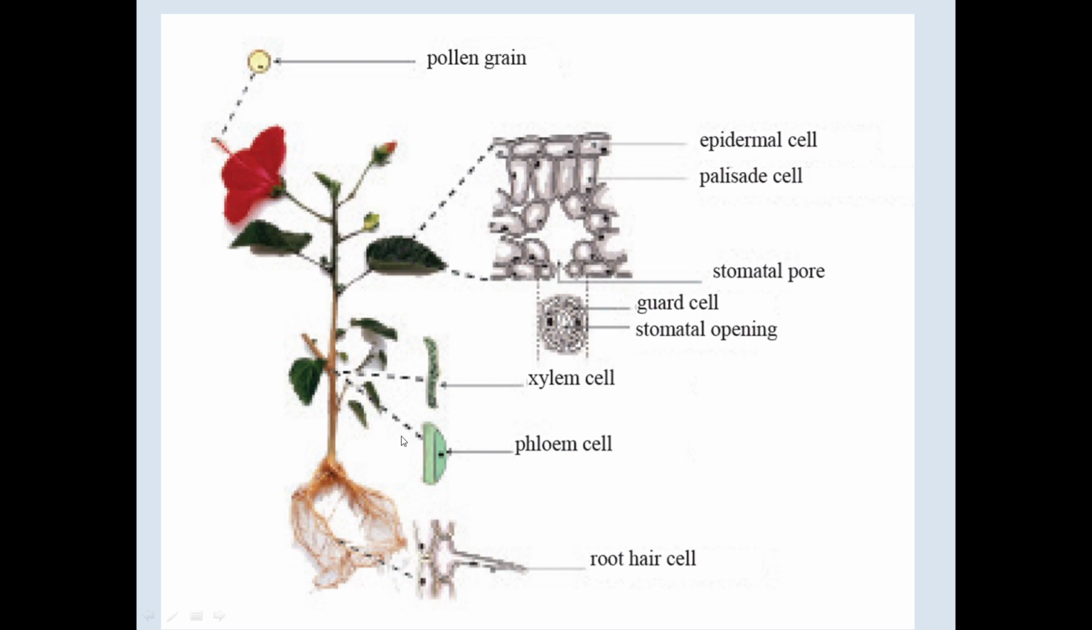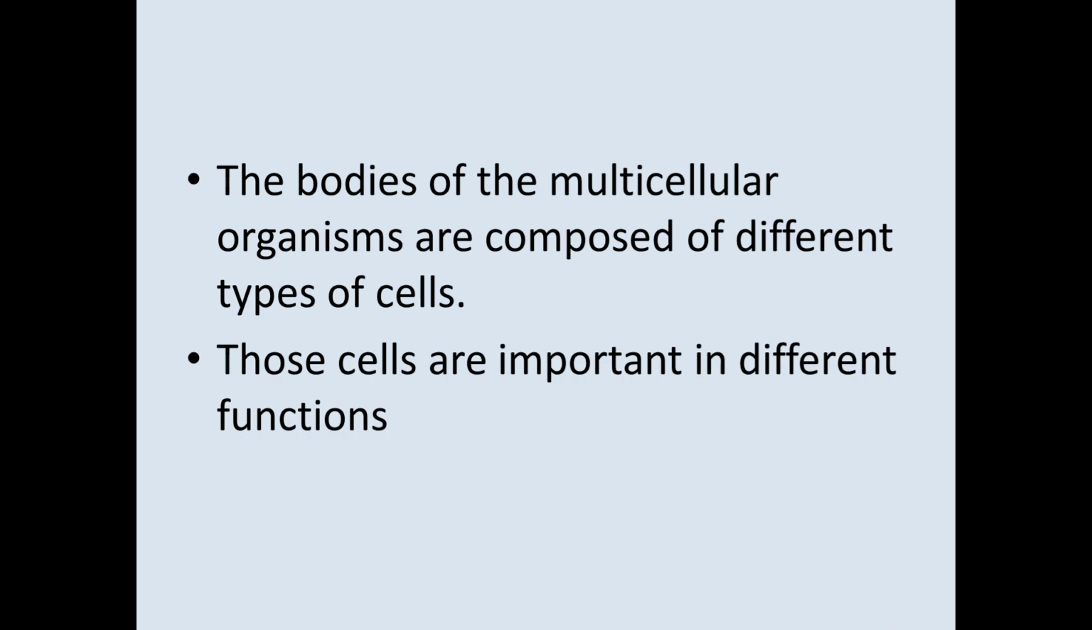Both animals and plants bodies have cellular organization, cell, tissue, organ system, and organism. The bodies of multicellular organisms are composed of different types of cells, and these different types of cells are organized as tissues and organs, then the organism.